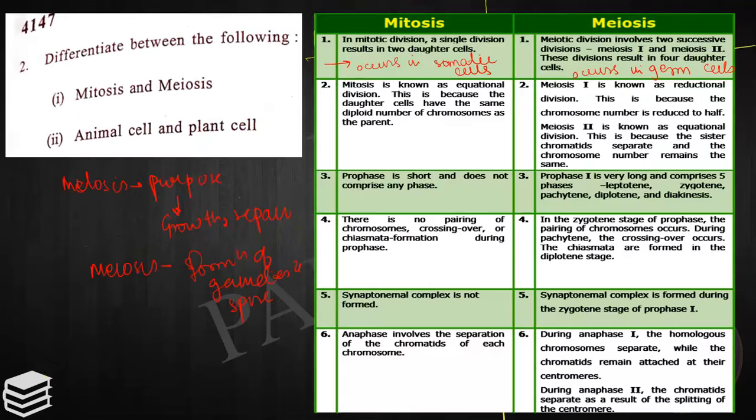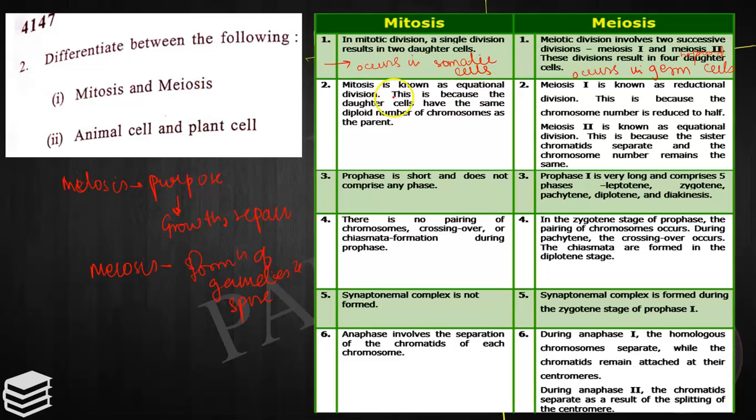Let's move on to the second question. Here we have to differentiate between the following. First one is mitosis and meiosis. We have been doing this from the beginning, like from 10th class. Mitosis is a single division and it results in two diploid daughter cells, while meiosis involves two successive divisions, meiosis 1 and meiosis 2, and in this 4 haploid daughter cells are produced. Mitosis occurs in somatic cells while meiosis occurs in germ cells.